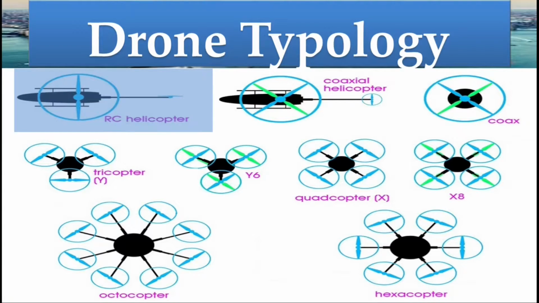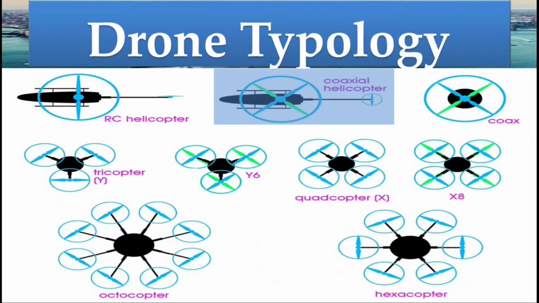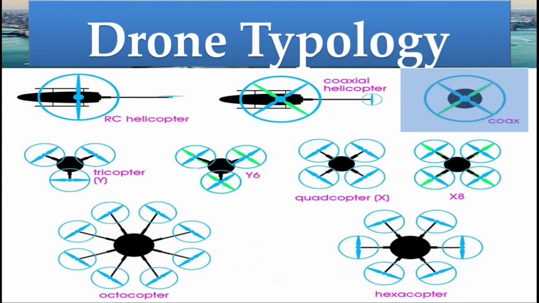First is RC helicopter. This has only one propeller. Next is coaxial helicopter. There are two colors in propeller. It means we use two propellers in coaxial helicopter. These both propellers run in different directions. One is clockwise and other is counterclockwise. Next is coax. It also uses two propellers. One is clockwise and other is counterclockwise.